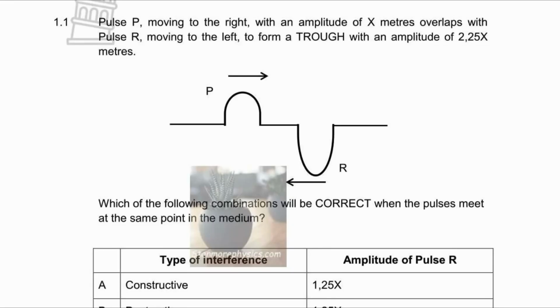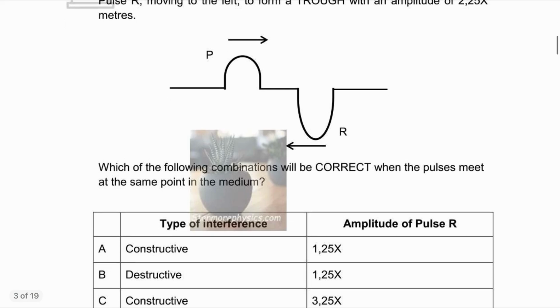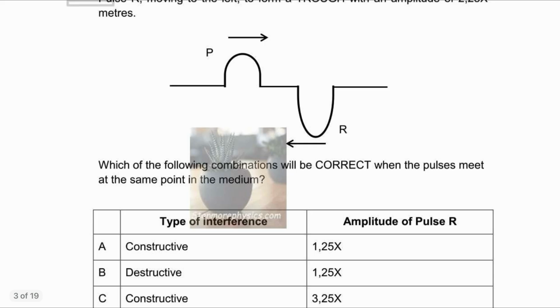In this video, I'm going to take a look at the KZN Physical Sciences Grade 10 November 2025 Paper 1. Question 1.1: pulse P moving to the right with an amplitude of x meters overlaps pulse R moving to the left to form a trough with an amplitude of 2,25x meters. Which of the following combinations will be correct when the pulses meet?